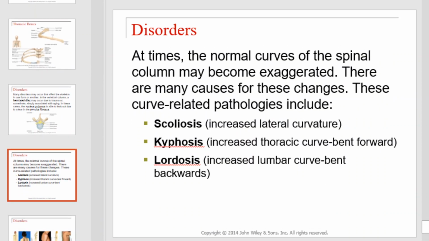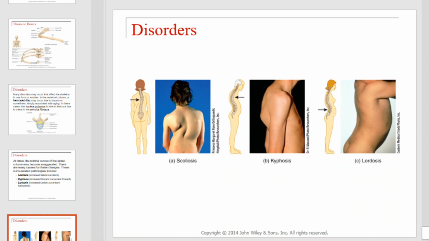At times, the normal curves of the spinal column may become exaggerated. There are many causes for these changes. These curve-related pathologies include scoliosis, kyphosis, and lordosis. Each of those curvature disorders is illustrated here.